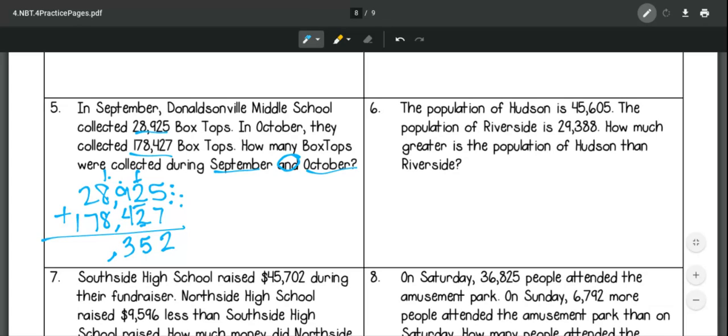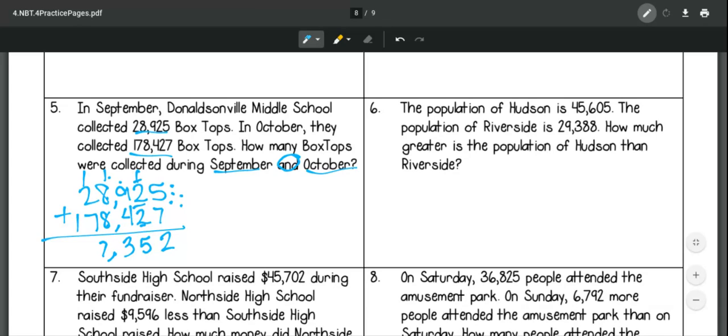Now, 1 plus 8 is 9, and then I'm going to have to count up 8 more. So 9, 10, 11, 12, 13, 14, 15, 16, 17. I'm dropping the 7 in the thousands place, and I'm carrying the 1 to the 10,000s place.